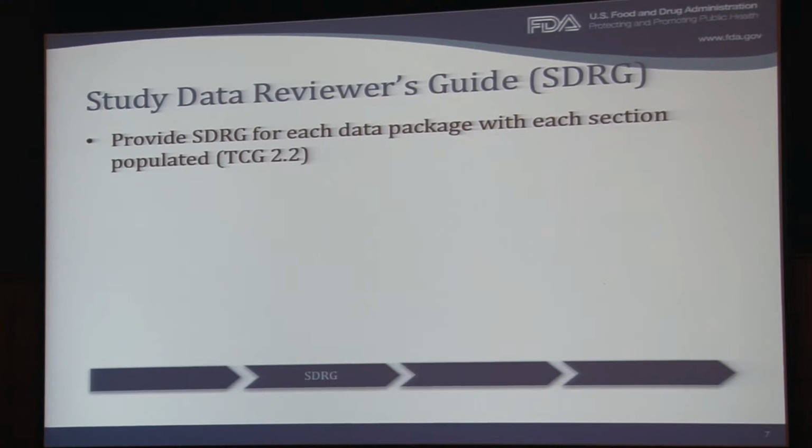So now, in terms of the SDRG, the Study Data Reviewer's Guide, we'll have an additional presentation later regarding this. But as delineated in the Technical Conformance Guide in Section 2.2, the SDRG should be provided for each data package with each section populated. So in terms of how the applications in JumpStart fared, 35%, so more than a third of the applications, were missing or had incomplete SDRGs.